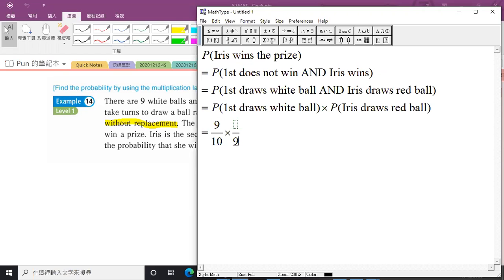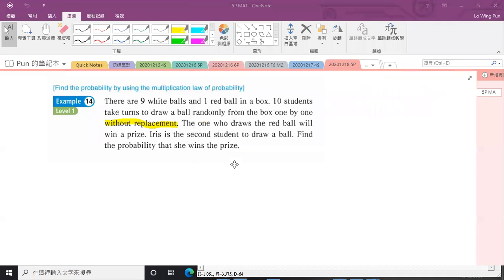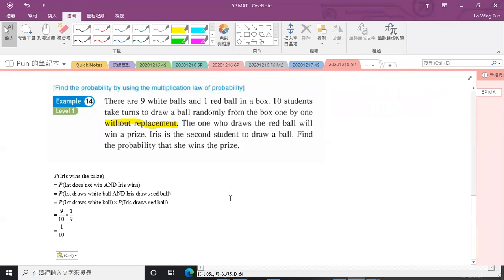Among the 9 options, there is only 1 red ball, right? So it is 1/9. And then when you do the calculation, it is just equal to 1/10. Okay, so that is how we can do this question. Which one is actually special here? Will be this one. This 9. Okay, this 9. Well, actually, this fraction is special. It's actually different from what we have done before.